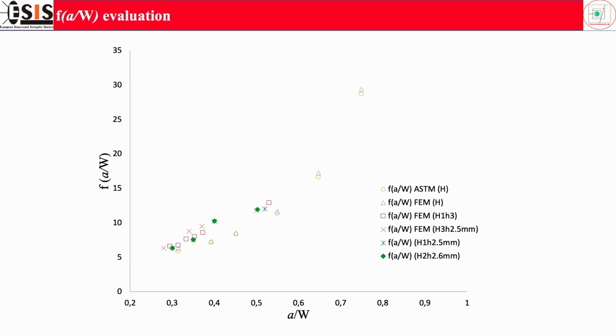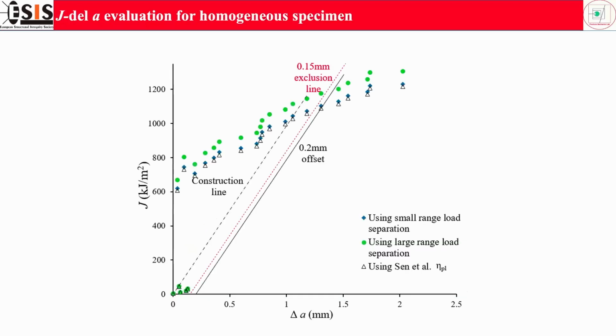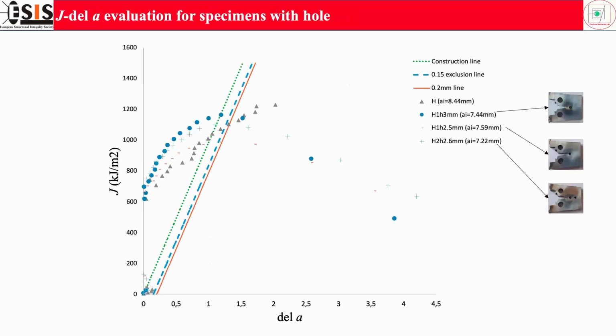After finding the value of the eta factor, gamma factor, and function of a/W, we can implement all these into the J integral expression. I will just explain this result because of the lack of time. Here we can see that for the homogeneous specimen, the value of the J integral increased, but for the specimen with a hole in it, the J integral decreased. It means that the energy required to propagate the crack in the presence of a hole is lower compared to the homogeneous specimen. This is the first point.